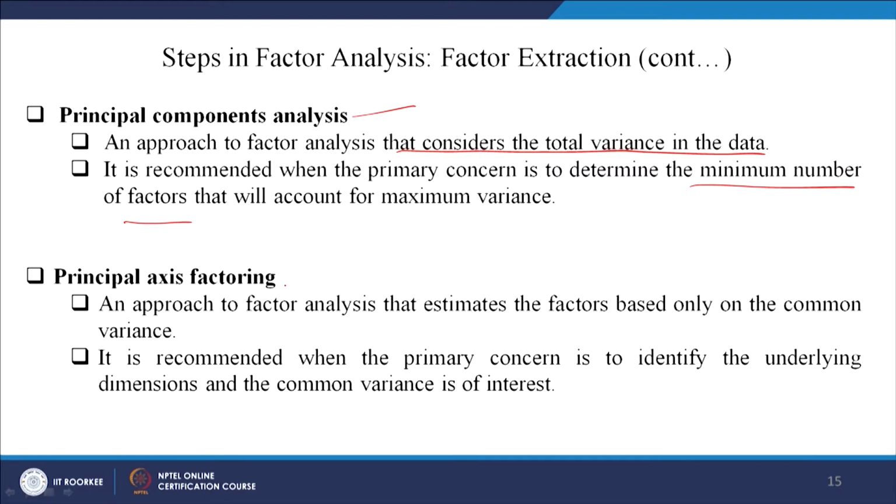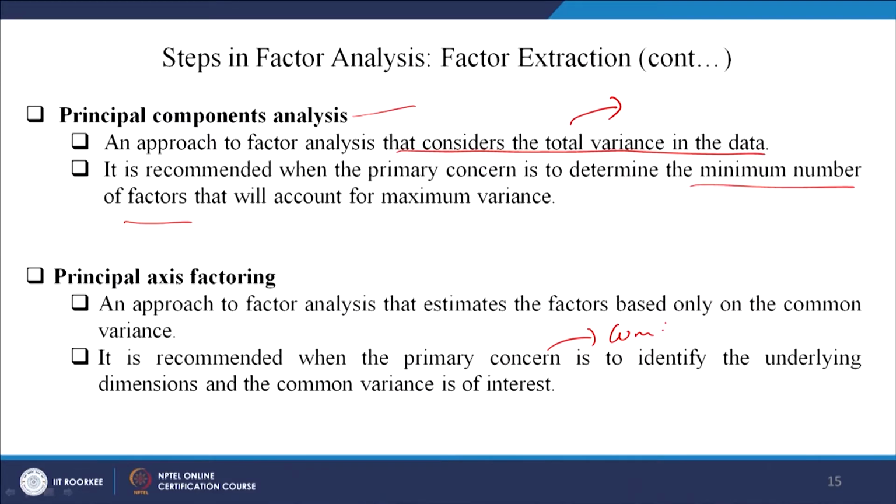Okay. What is principal axis factoring, the other method? It is an approach to factor analysis that estimates the factors based only on the common variance, right. It is recommended when the primary concern is identifying the underlying dimensions and the common variance is of interest. So, this one takes the total variance and that one takes the common variance, right. So, the two methods are slightly different from each other. This method is the most popular method. This also is used because of its simplicity sometimes.